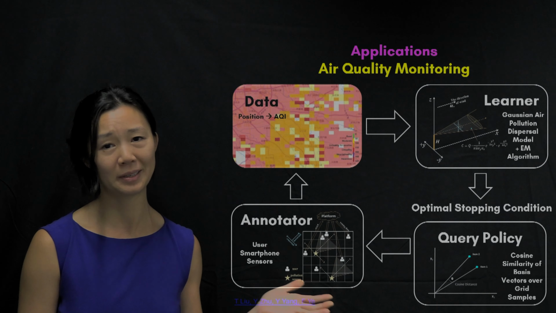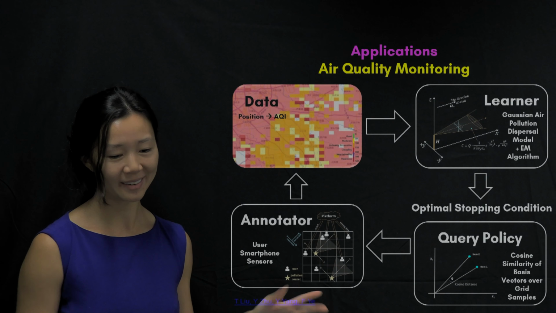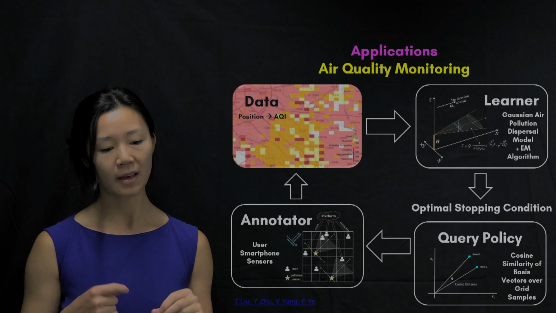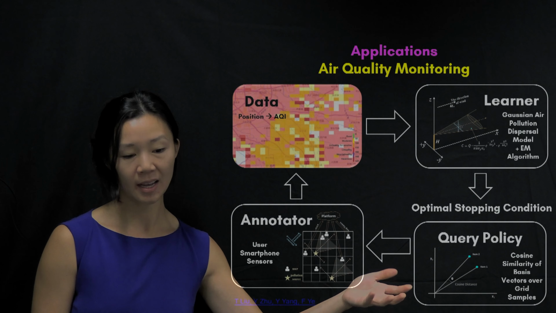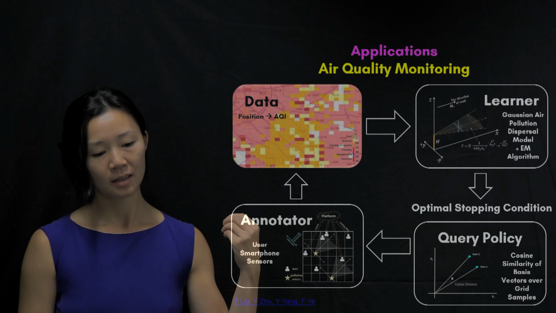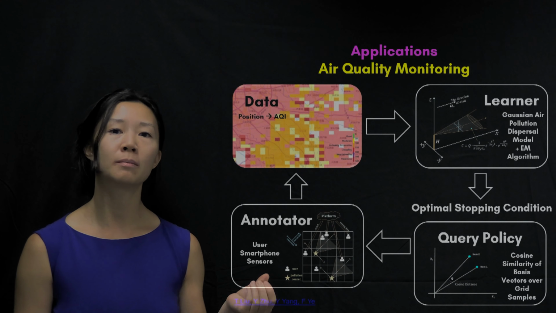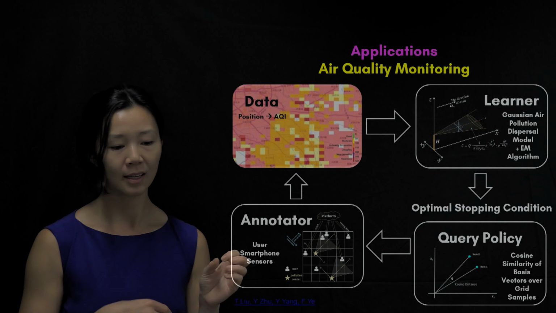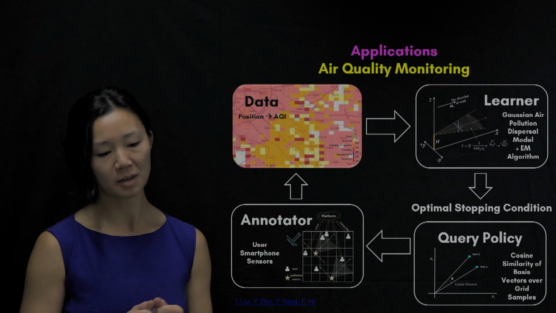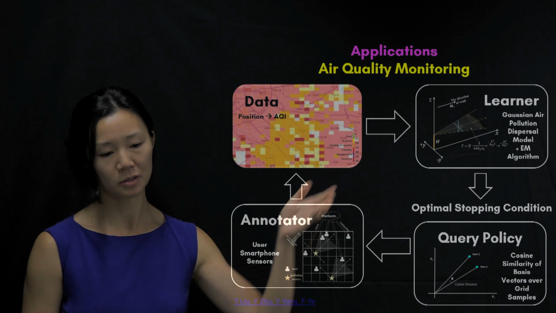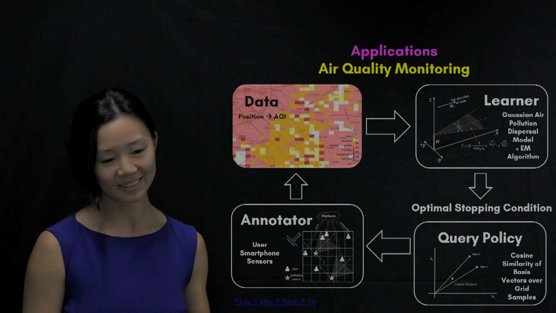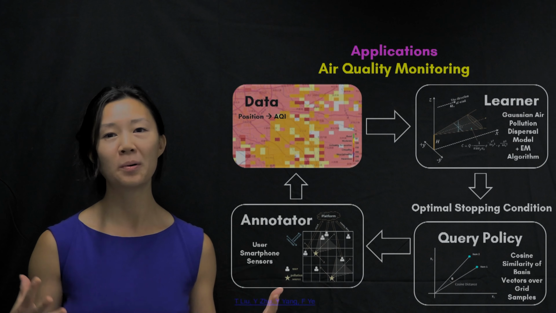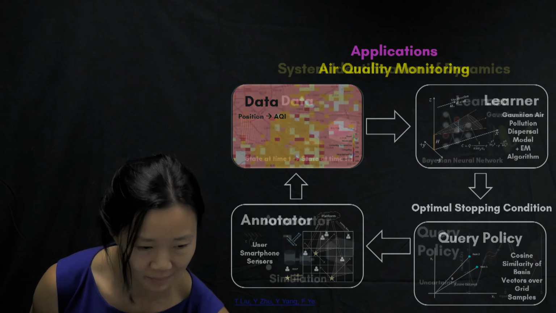And they had a really cool annotator where they had a network of users with smartphone sensors that, from the query policy, they requested folks in certain places in the geographic area to give a sensor measurement, and that's how they were able to incorporate measurements into their training data set. So really cool implementations of applications.